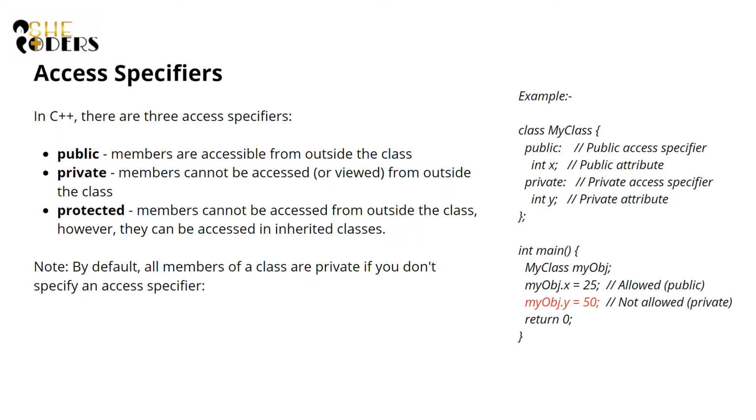Like in the previous example, and also here, you saw myObj.x. Here .x is used to access the x data member inside the class, and x is under the public access specifier, so it is a public attribute. Here y is under the private access specifier, so it is a private attribute, and whenever you try to access the value of y, it will raise an error and it is not allowed.